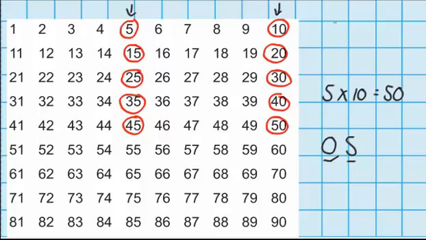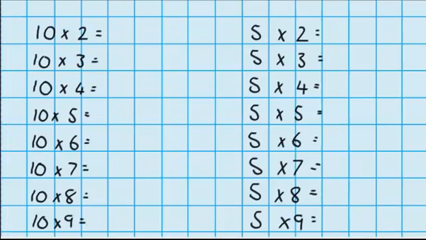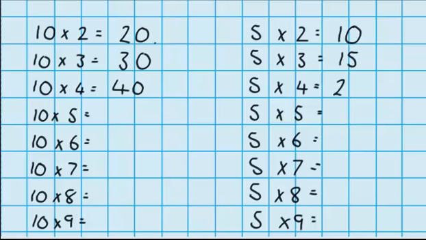Let's see if there's any other patterns that can help us with our 5 times tables. Well, you can see here I've got all my 10 times tables written out, and over here I've got all my 5 times tables written out. And what we're going to do is see if there's a pattern between these two sets of tables. Well, I know 10 times 2 is 20, and 5 times 2 is 10. 10 times 3 is 30, and 5 times 3 is 15. 10 times 4 is 40, and 5 times 4 is 20.